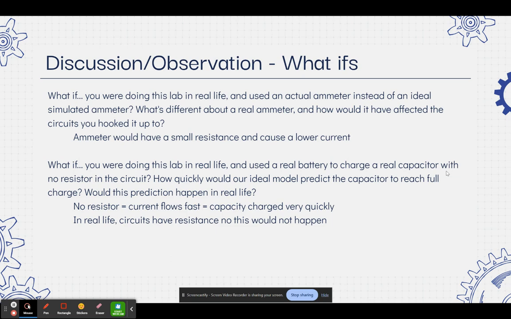And second, if you were doing this lab in real life and used a real battery to charge a real capacitor with no resistor in the circuit, how quickly will our ideal model predict the capacitor to reach full charge? Will this prediction happen in real life? Well, no resistor means current flows fast, so the capacitor will be charged very quickly. However, in real life, circuits have resistance to them, so this will not happen and it'll go slower.